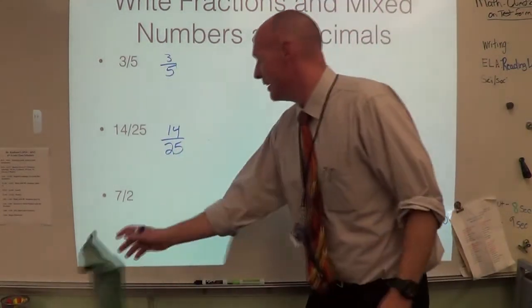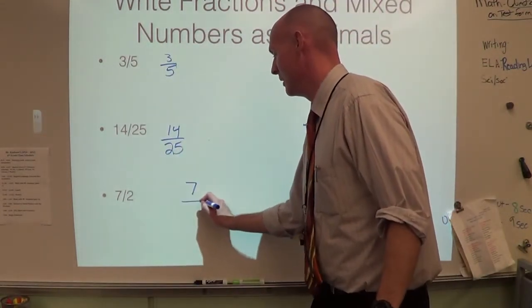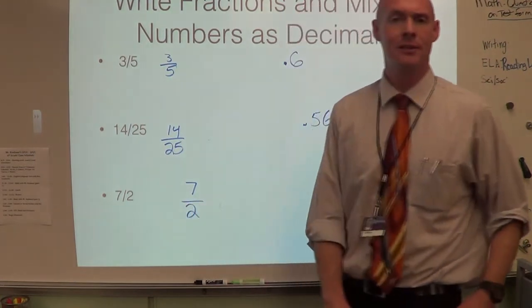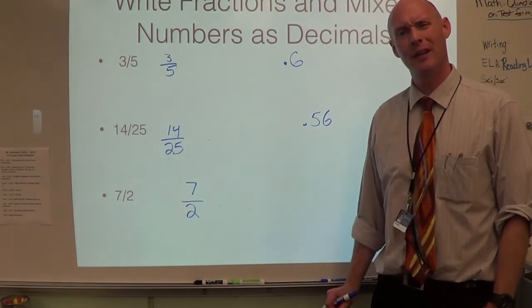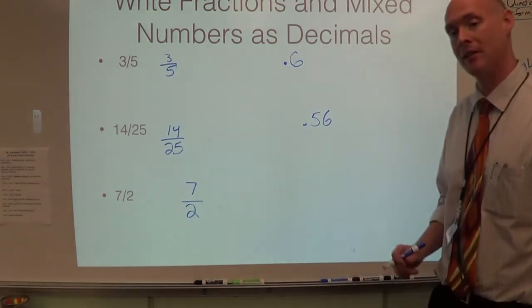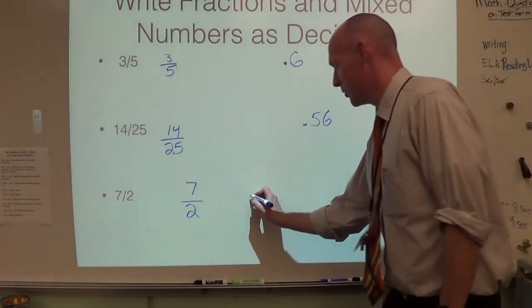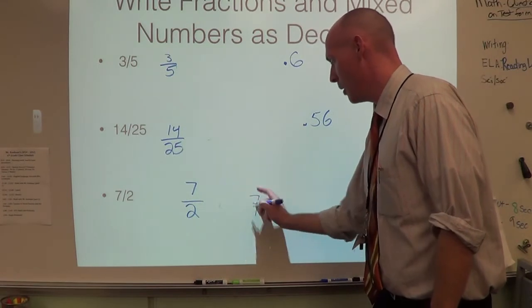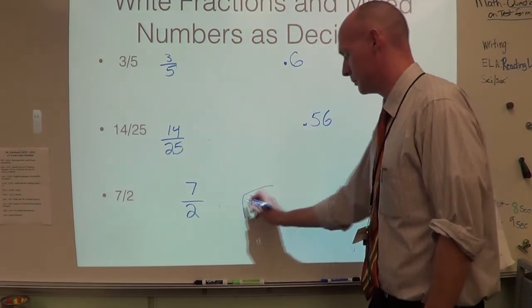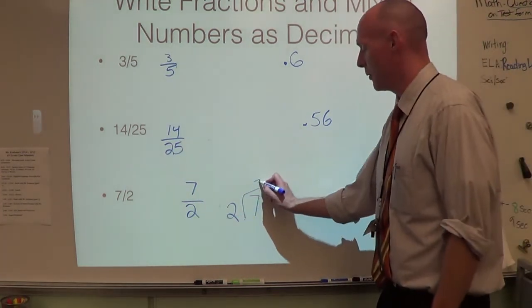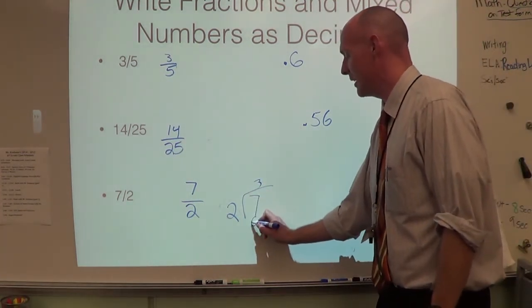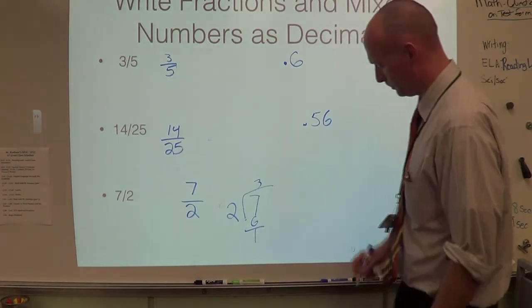So I have 7/2. Improper fraction. I bet it turns into a mixed number. But let's see. So 7 will go on the inside. 2 on the outside. 2 goes into 7 3 times. 3 times 2 is 6. We're going to subtract. We get 1.